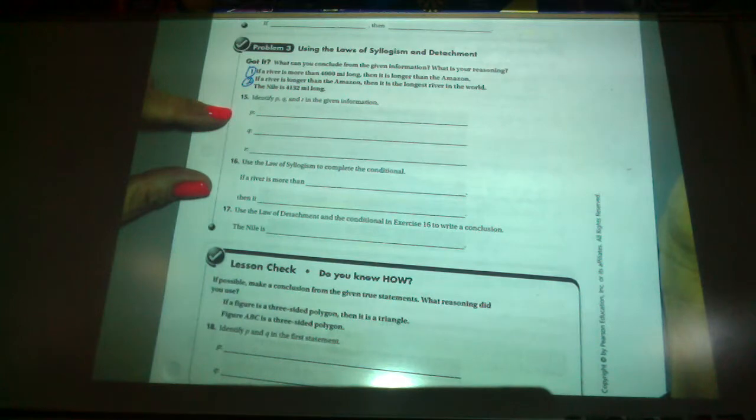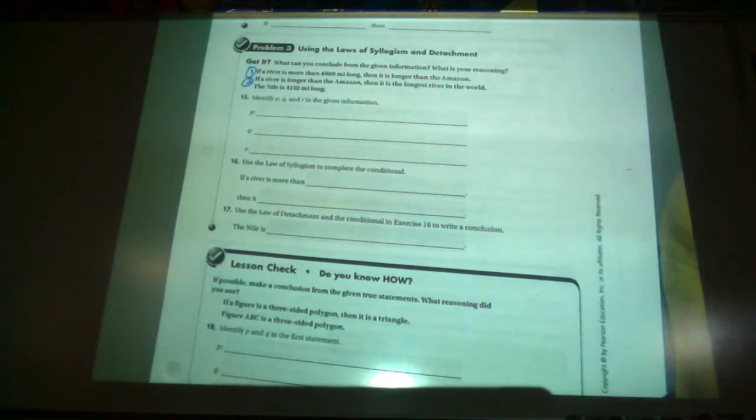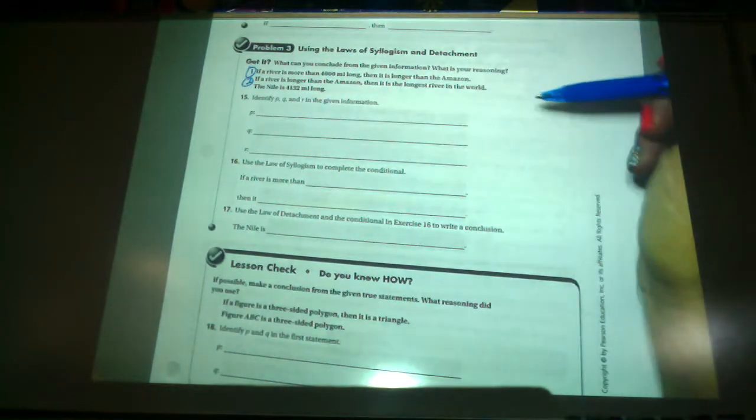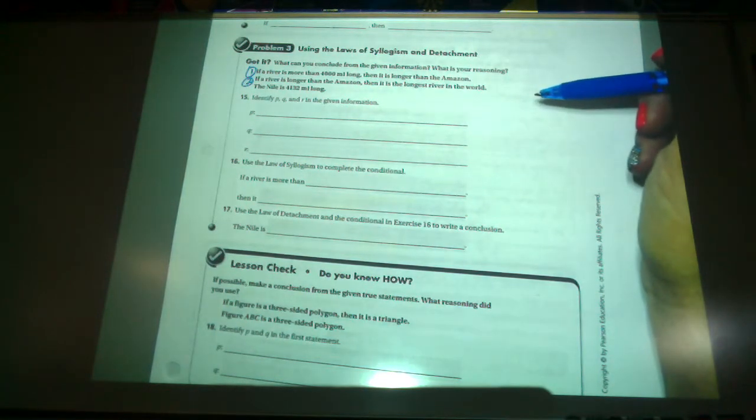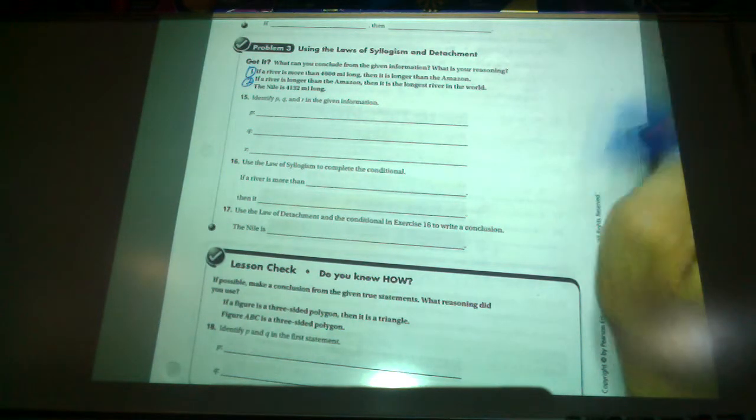Full conditional. Now they're going to put in statements here that may or may not follow the law of syllogism or the law of attachment. So just because they did it to you doesn't mean it's true. So that's a full conditional. Does that follow law of attachment? You're being left hanging. Or does it follow law of syllogism?